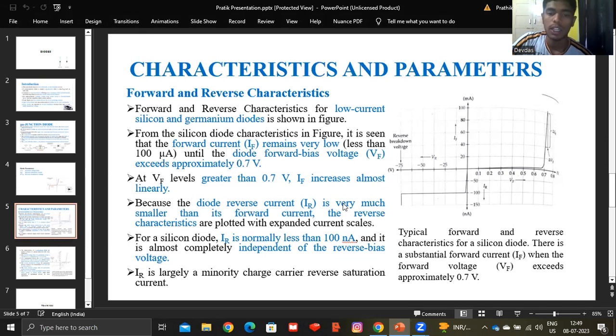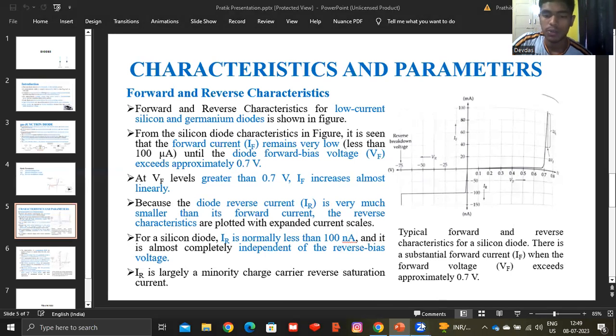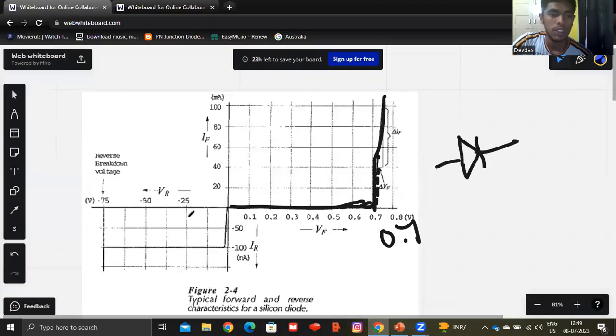Because the diode reverse current IR is very much smaller than its forward current, the reverse characteristics are plotted with expanded current scales. Now, this is the reverse characteristics of the silicon diode. So this 0.7 volt is the voltage drop for the silicon diode. As you can see, the reverse characteristics are on the left side, and they're on an extended scale because the current on reverse bias is very low, about 100 nanoampere.